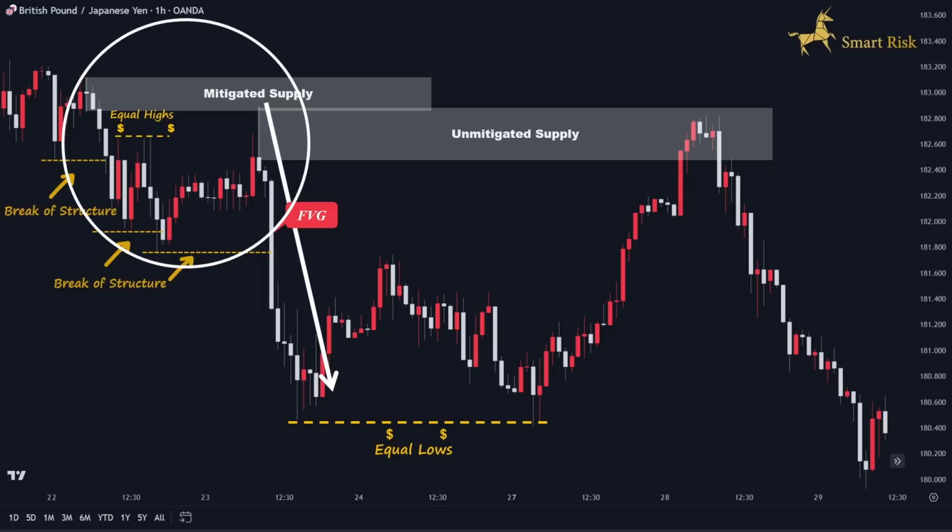Subsequently, the price moved upward, cleared the liquidity accumulated above the equal highs, and then reversed from the upper supply zone. So, this would have been my first entry if I were monitoring this currency pair.